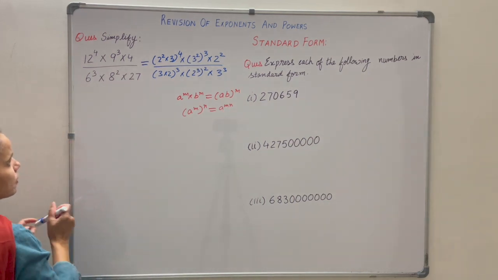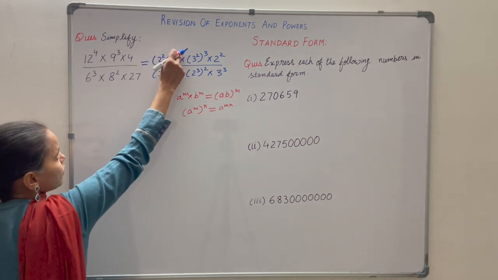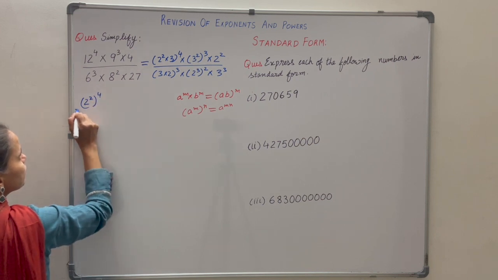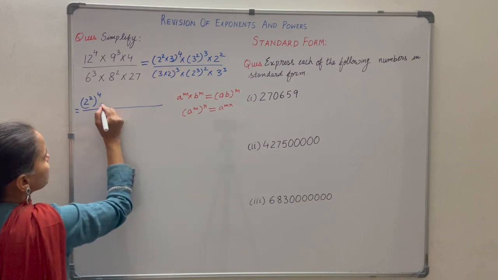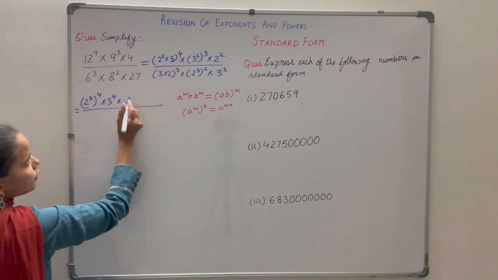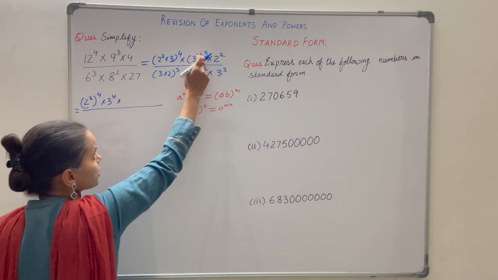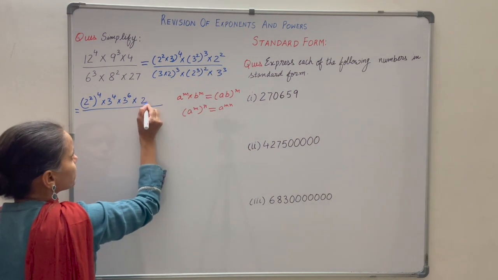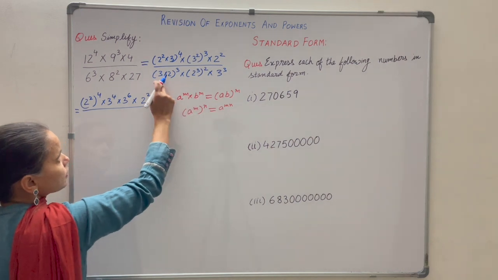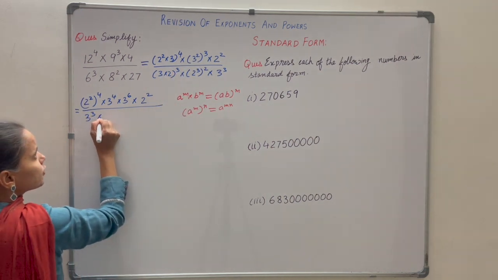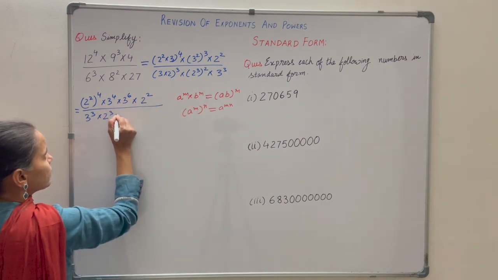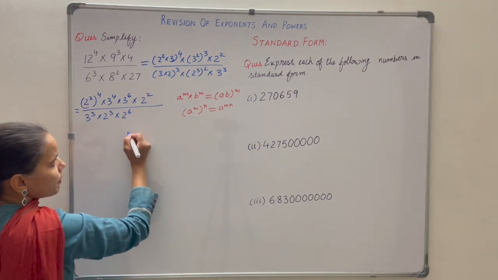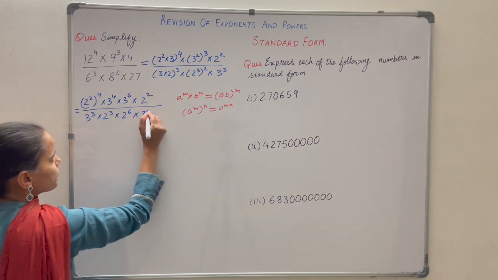So now let us use it. So this will be equal to 2 square whole raised to the power 4, into 3 raised to the power 4, into, using this law, powers will be multiplied, so into 3 raised to the power 2 into 3 is 6, into 2 square, upon, using this law, 3 raised to the power 3 into 2 raised to the power 3, into, now using this law, 2 raised to the power 3 into 2, that is 6. 2 raised to the power 6, here 3 raised to the power 3.